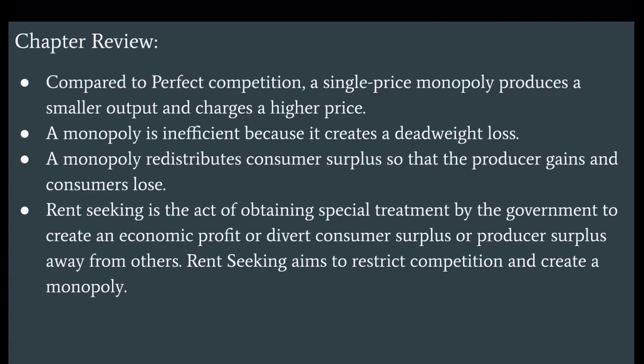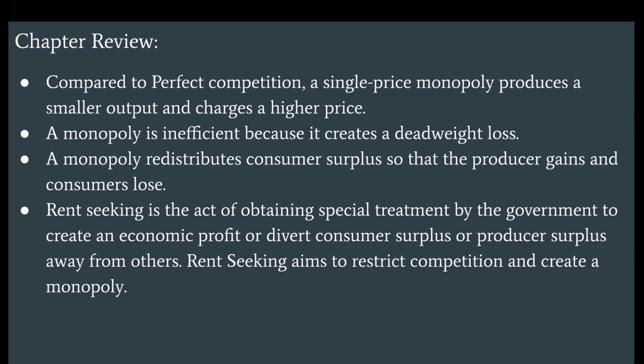Chapter review. Compared to perfect competition, a single price monopoly produces a smaller output and charges a higher price. A monopoly is inefficient because it creates a deadweight loss. A monopoly redistributes consumer surplus so that the producer gains and consumers lose.